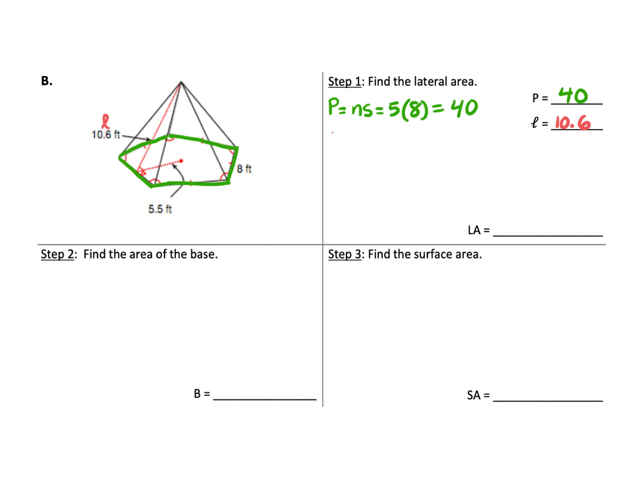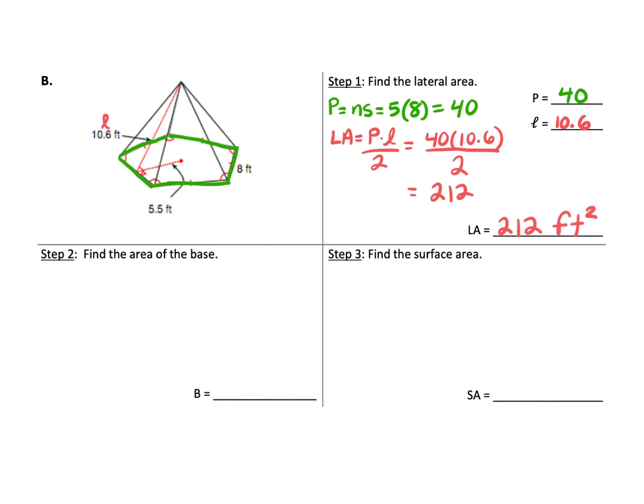So now let's plug that into our lateral area equation. Perimeter times slant height divided by 2. So I'm going to take 40 times 10.6, type that in my calculator, hit enter, and then divide by 2. And when you do that, the calculator will give you 212. So the lateral area of this pentagonal pyramid is 212 square feet.